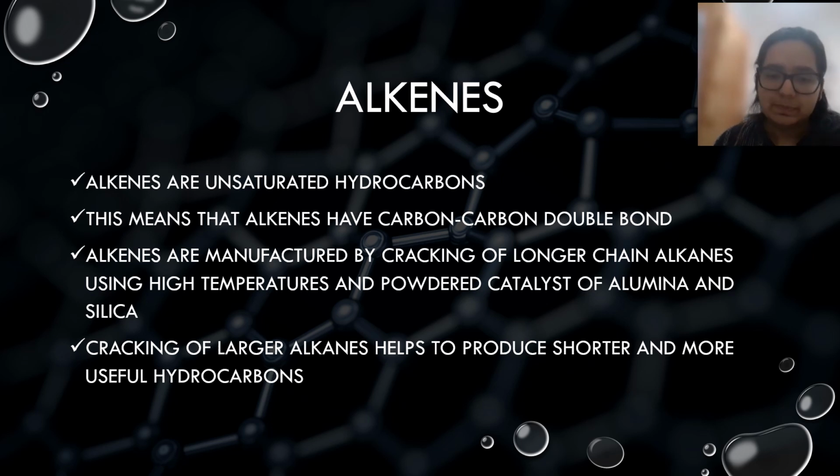Alkenes can be manufactured by cracking of longer chain alkanes using high temperature and a powdered catalyst of alumina or silica. There's a mistake here: it doesn't need to be "and silica", it needs to be "or silica". So longer chain alkanes, using higher temperatures and a powdered catalyst of alumina or silica, can produce alkenes. The cracking of these larger alkanes produces shorter hydrocarbons, which are more useful than the larger ones, so we do the catalytic cracking of alkanes.